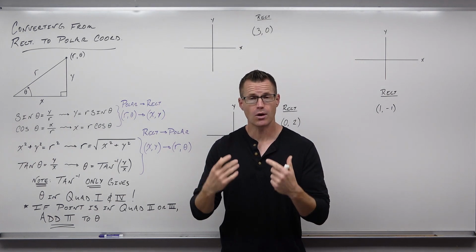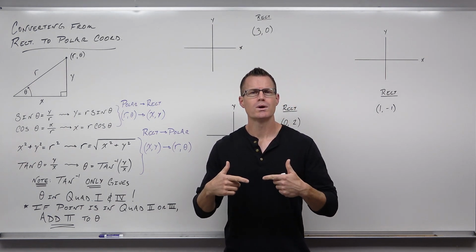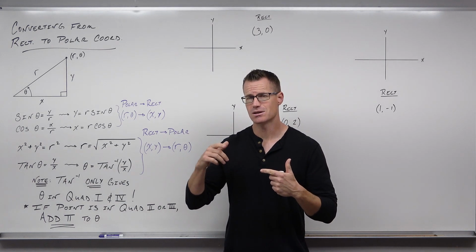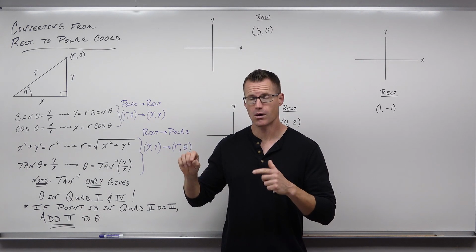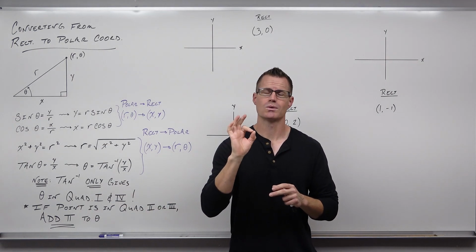So we're going to be plotting our points. We'll determine our quadrants just like we did in the last video, but we're going to understand that if our point is in quadrant 2 or 3, and our angle is given to us from quadrant 4 or 1, we just have to add pi to get there. It's going to work out just fine.